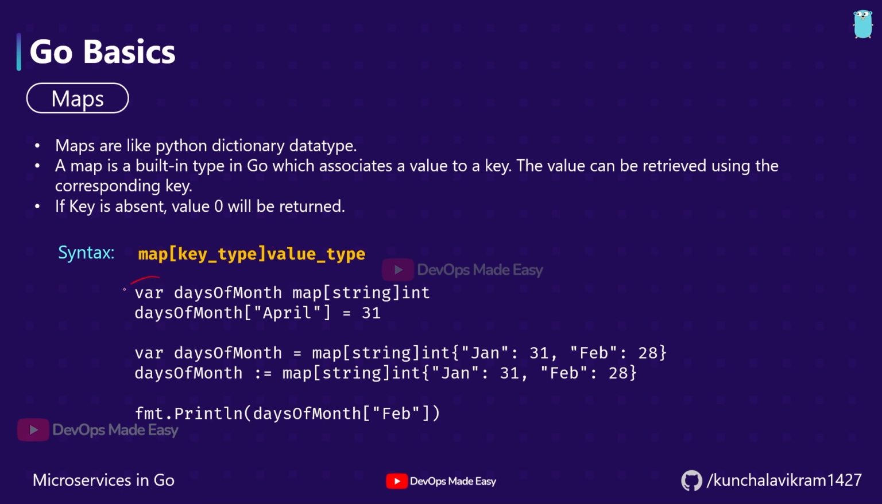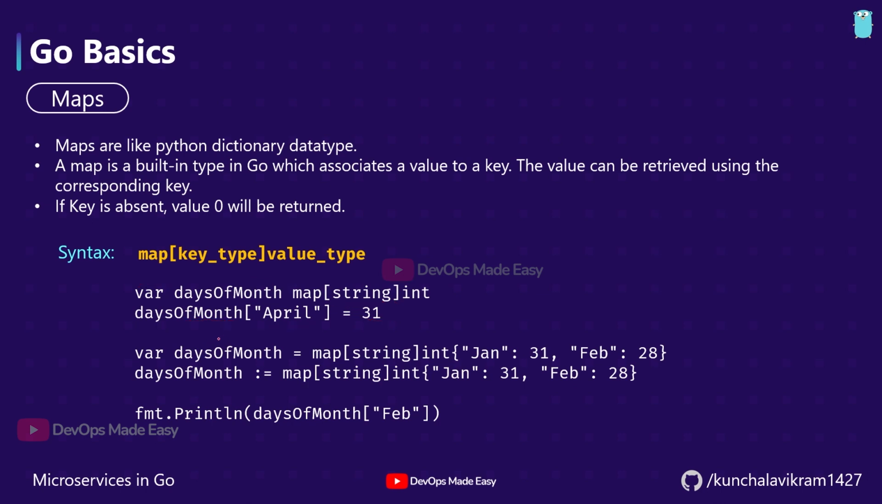Okay, so we are going to define it with var, and the name of the map is daysOfTheMonth, and map is the keyword, string is the key type, and integer is the value type. Once this is declared, you can initialize it with various values. That means the name of the map, and inside the brackets the particular key and the value you wanted to assign.